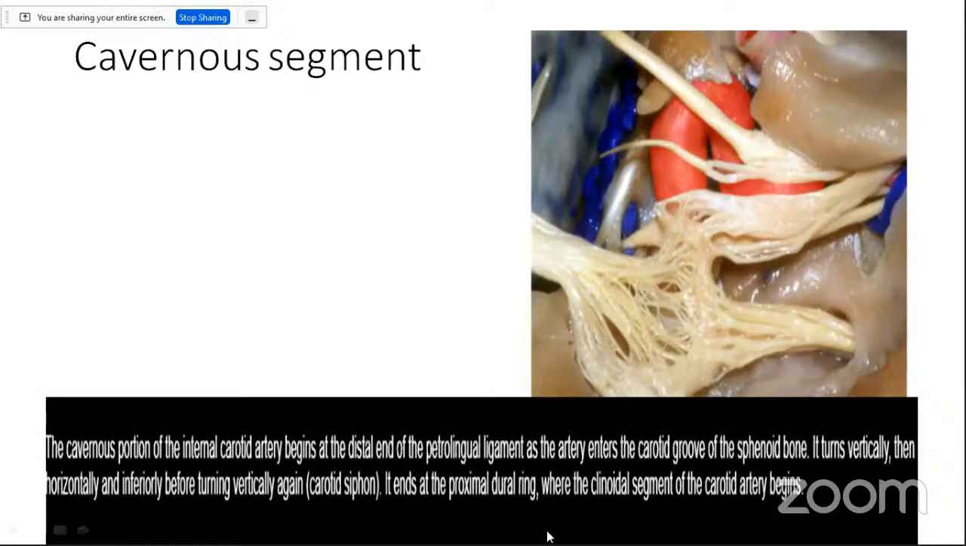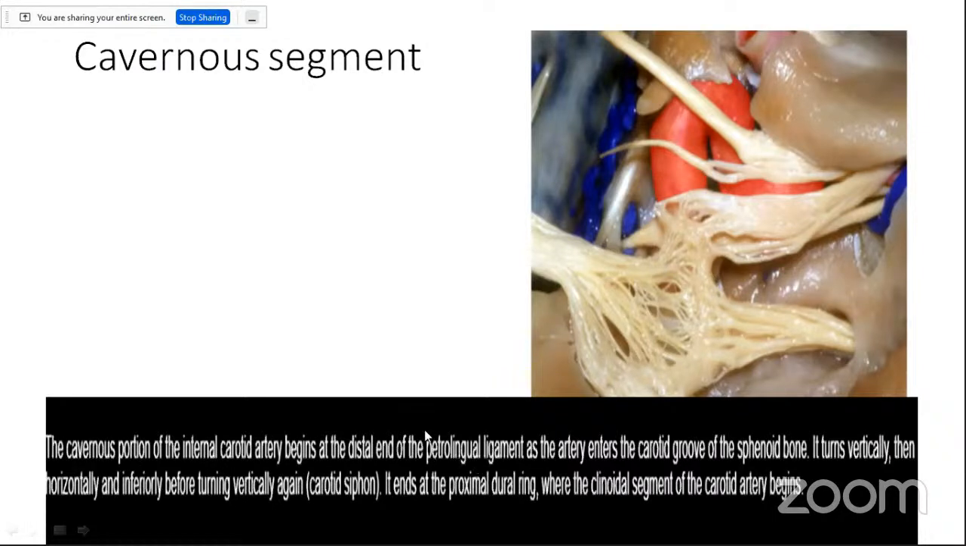So now coming into detail of the segment 4, the cavernous segment. We have done up till now the cervical segment, the petrosal segment, the lacerum, which is a small segment, and now the cavernous segment. The cavernous portion of the ICA begins at the distal end of the petrolingual ligament that we have seen in the previous diagram.